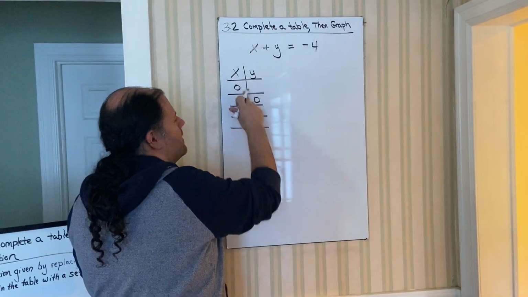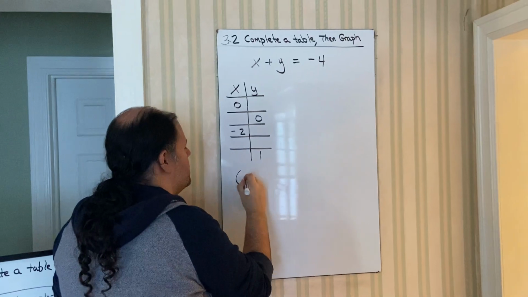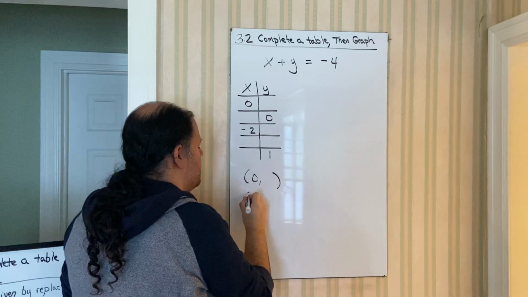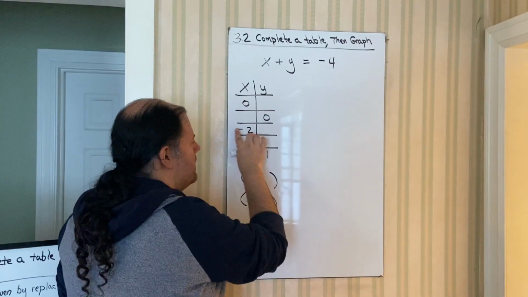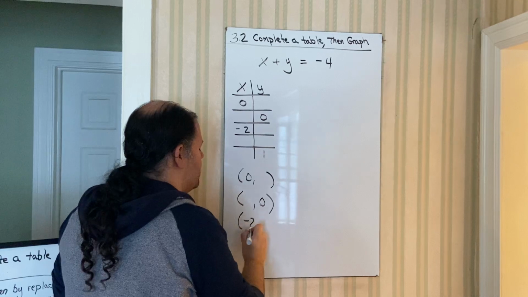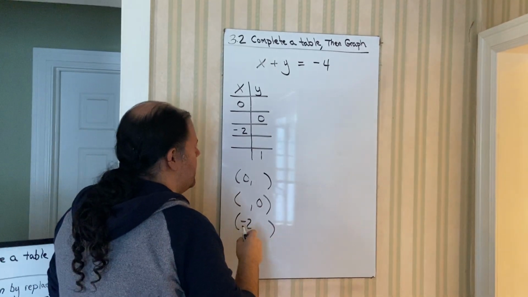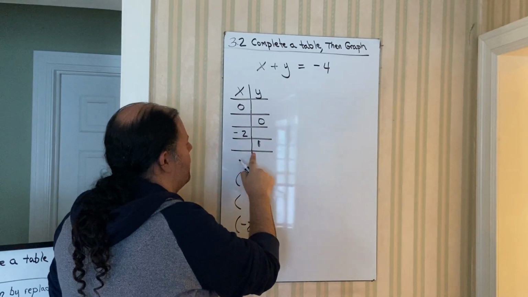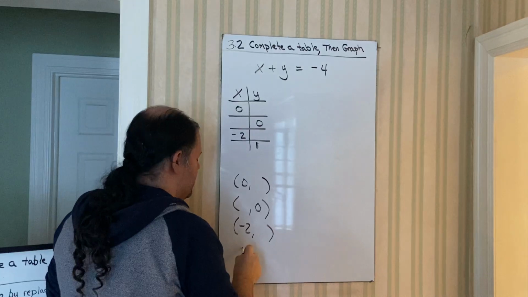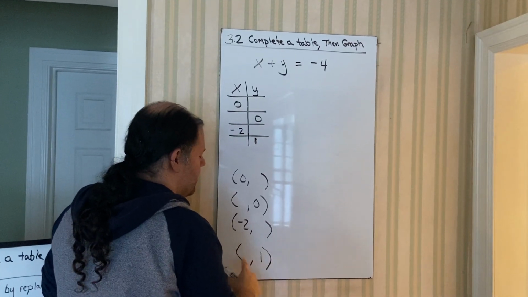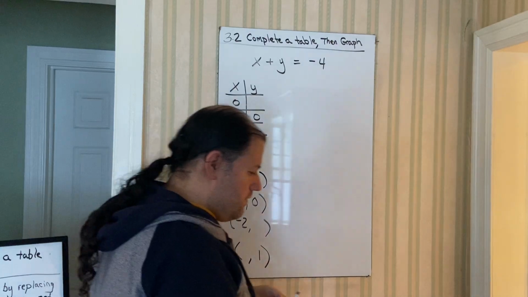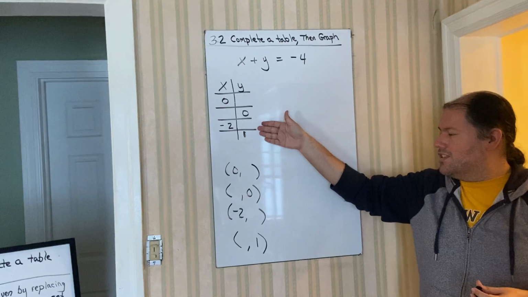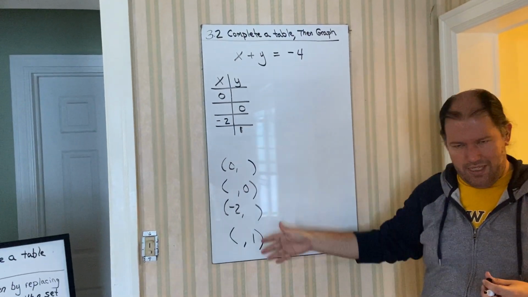Okay, so this is like 0, comma, blank. And this row going across is like blank, comma, 0. And this row is like -2, comma, blank. And the last one is like blank, comma, 1. Okay? So don't let a table mess you up. When you have a table, just think of it as multiple ordered pairs.